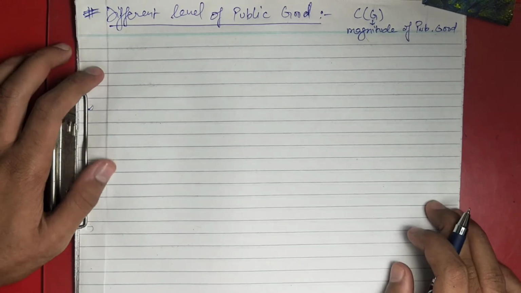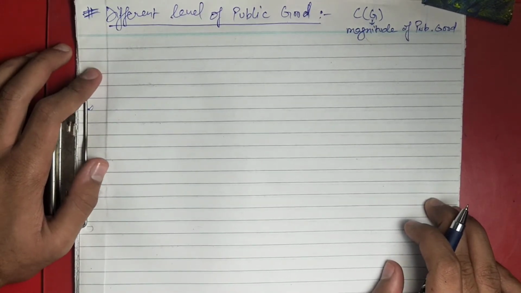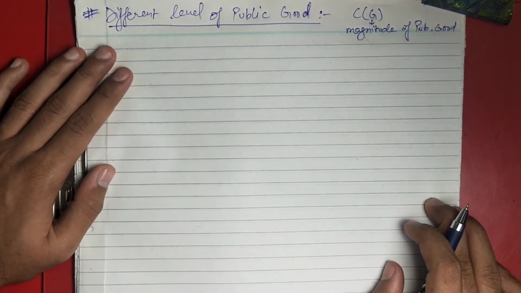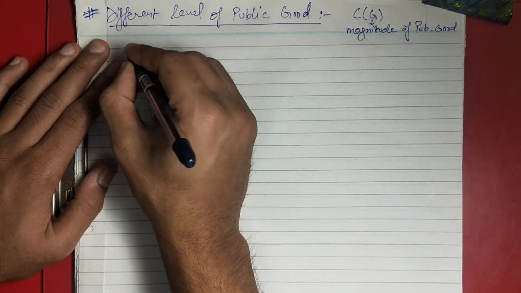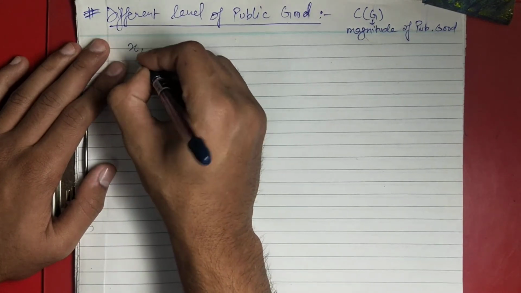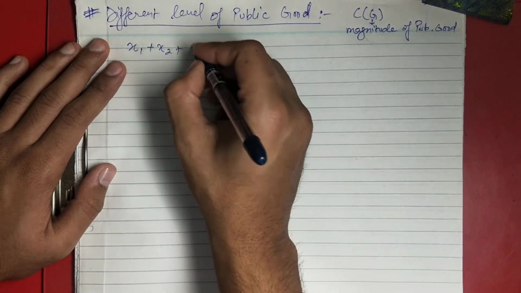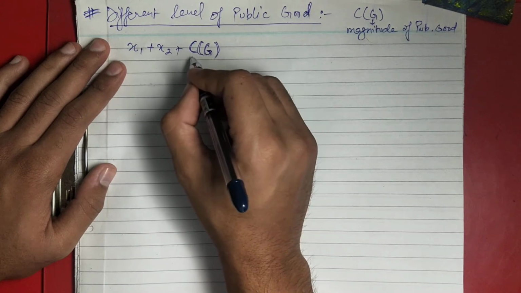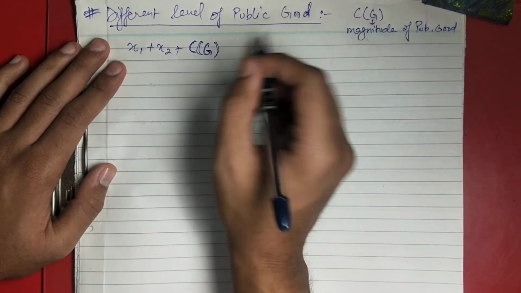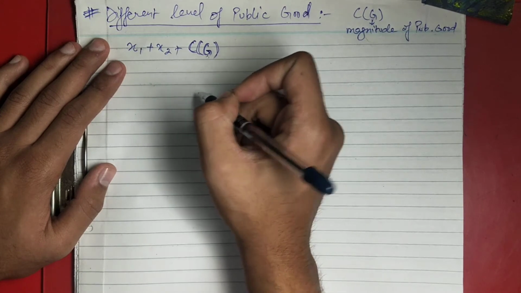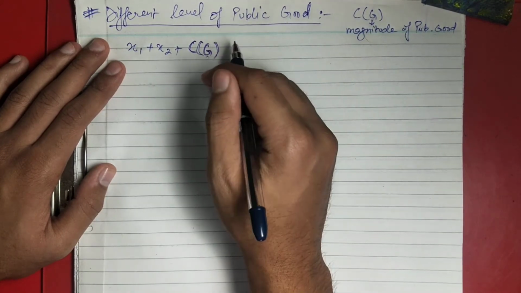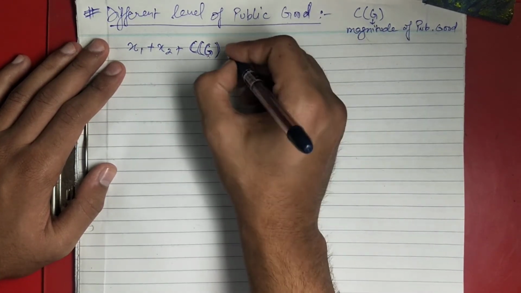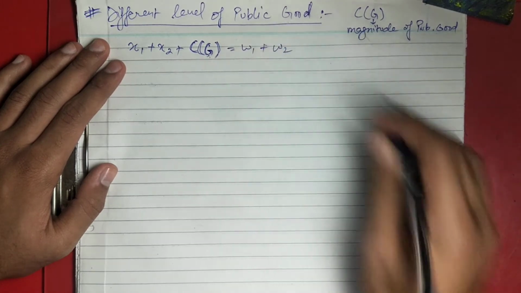And what is the constraint with them? The constraint is that the total amount they spend on public and private consumption must be equal to their total wealth. So you can write it down here: x1 plus x2 plus C(G), which is the cost incurred on purchasing the TV, where G is the magnitude, that is, whether you are going to buy 32 inches or 40 inches or 56 inches. It should be equal to the summation of their wealth.